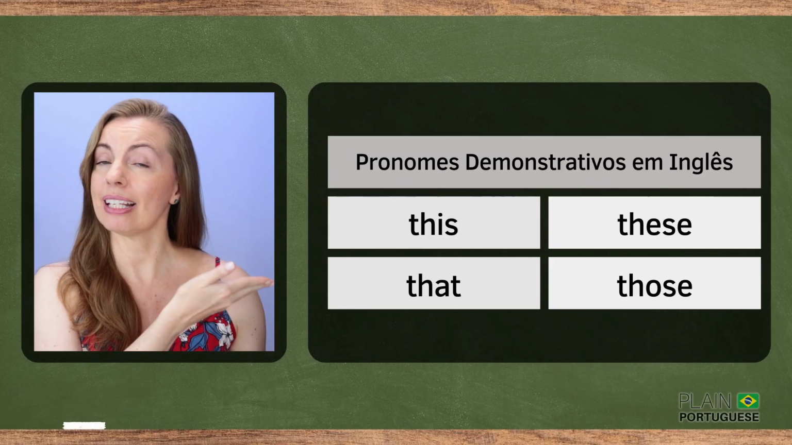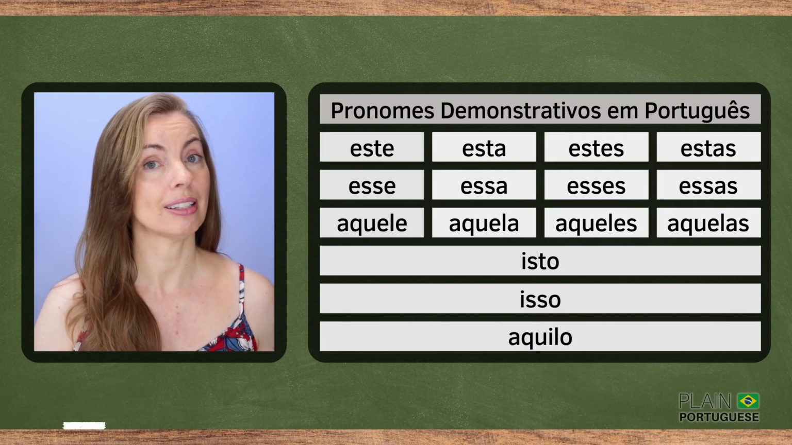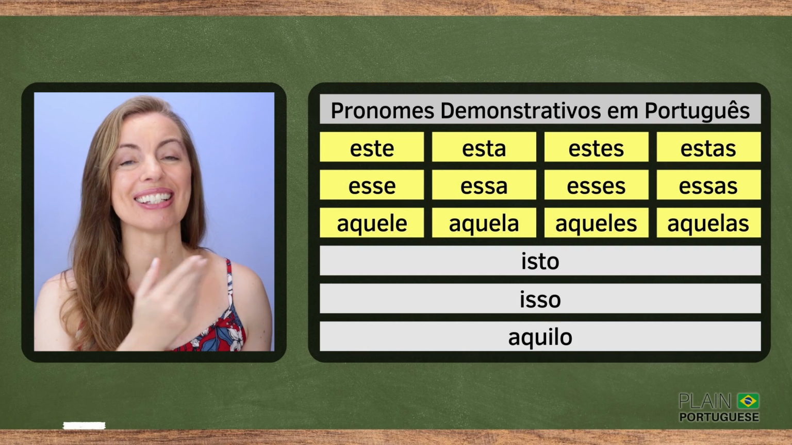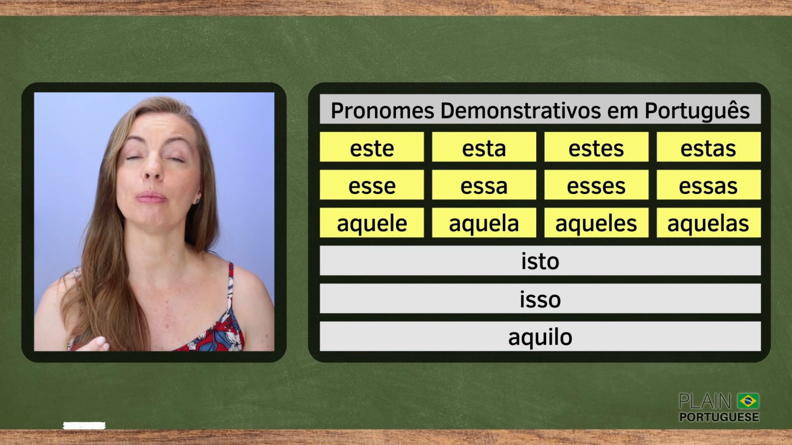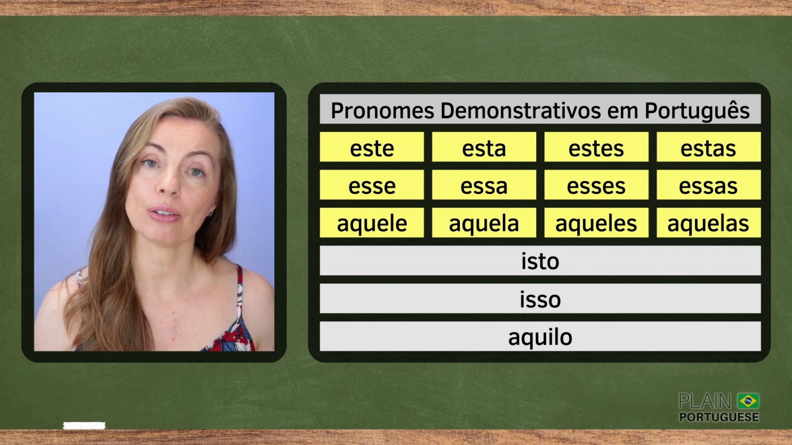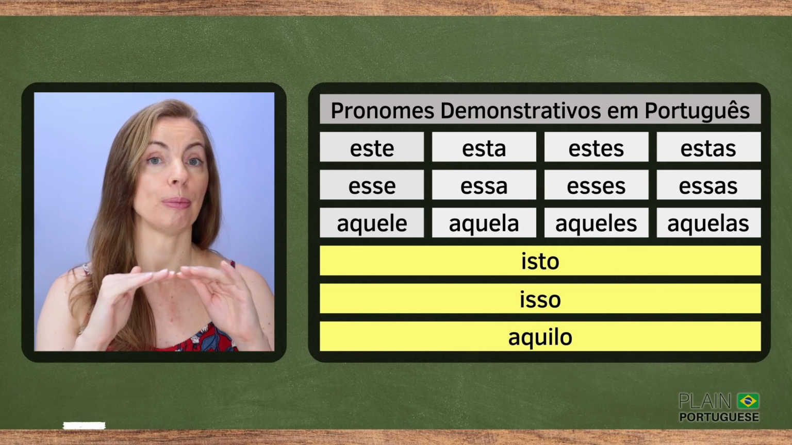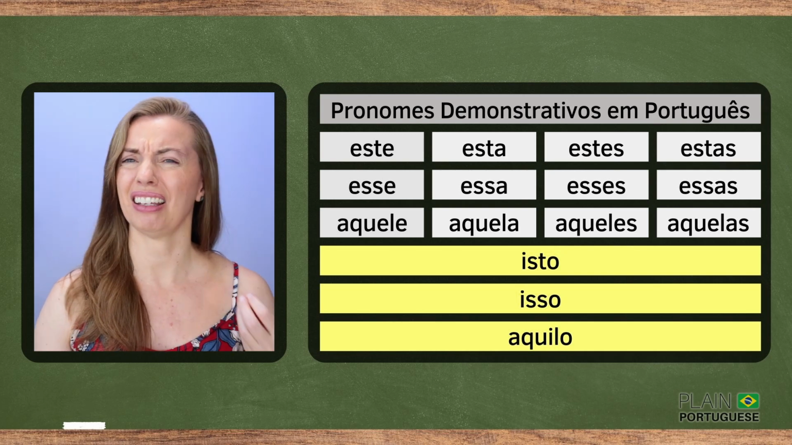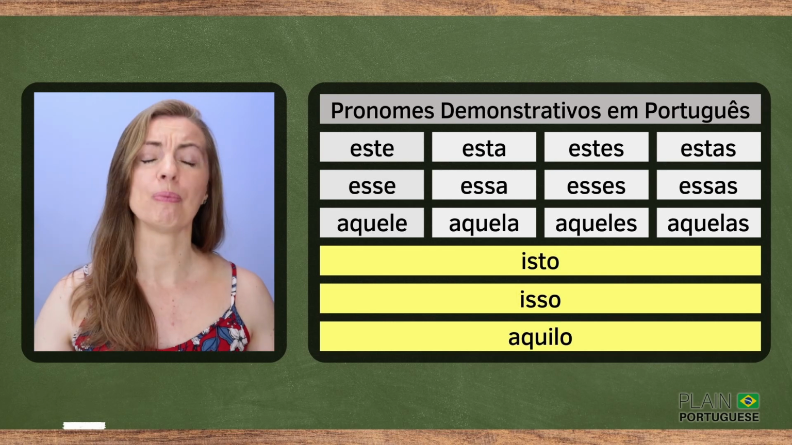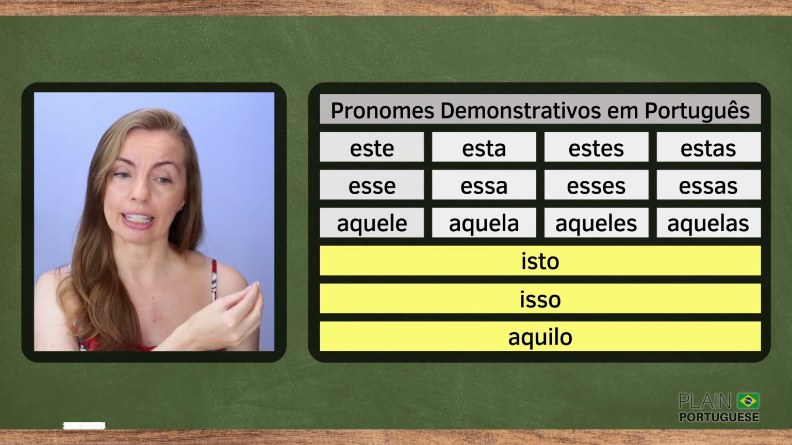For example, these are the demonstrative pronouns in English, and these are the ones in Portuguese. Don't give me that look. As you can see, Portuguese has demonstrative pronouns that are variable, meaning that they agree in number and gender with what they point out. And Portuguese also has neutral demonstrative pronouns that remain invariable, meaning that there is no such thing as esta, istos, estas. No, it will always be isto, isso, aquilo.